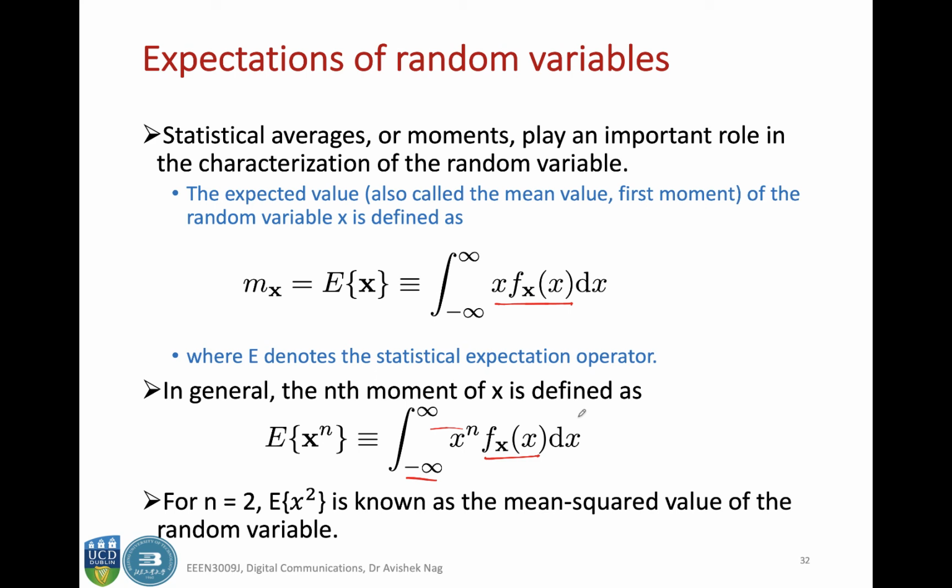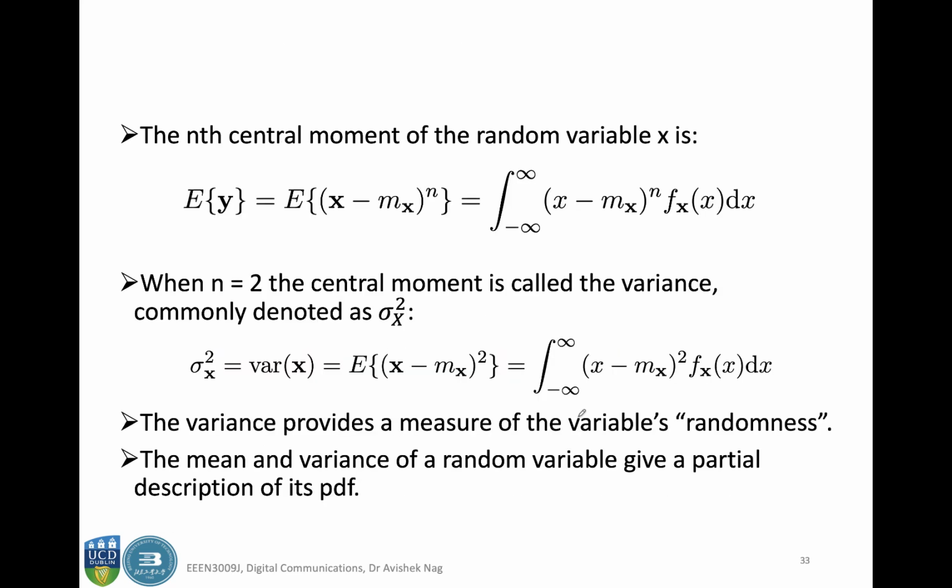For n equal to 2, you have the expectation of x squared, which is known as the mean squared value of the random variable. In general, you can also calculate the nth central moment, which is the expectation of the random variable minus its mean, raised to the power of n. From the definition of the expectation, that is the integral of (x minus m_x) to the power n times the PDF, over all possible values of x.